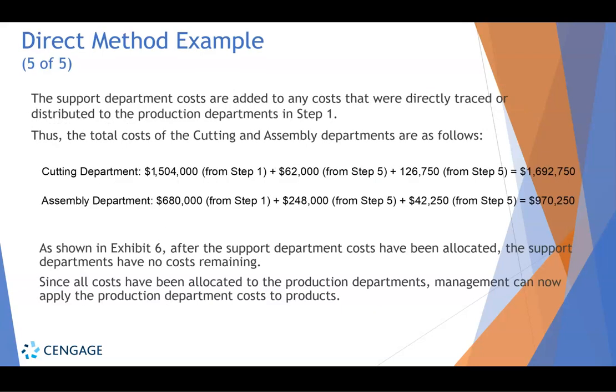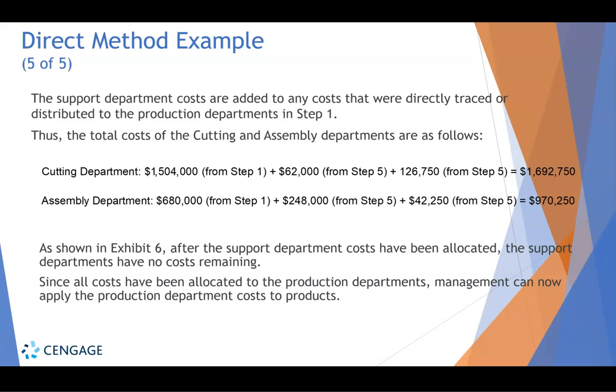The support department costs are added to any costs that were directly traced or distributed to the production departments in step 1. So the total cost of the cutting and assembly departments, you see the cutting department, $1,504,000 from step 1, $62,000 from step 5, and then $126,750 from step 5. Same with assembly.